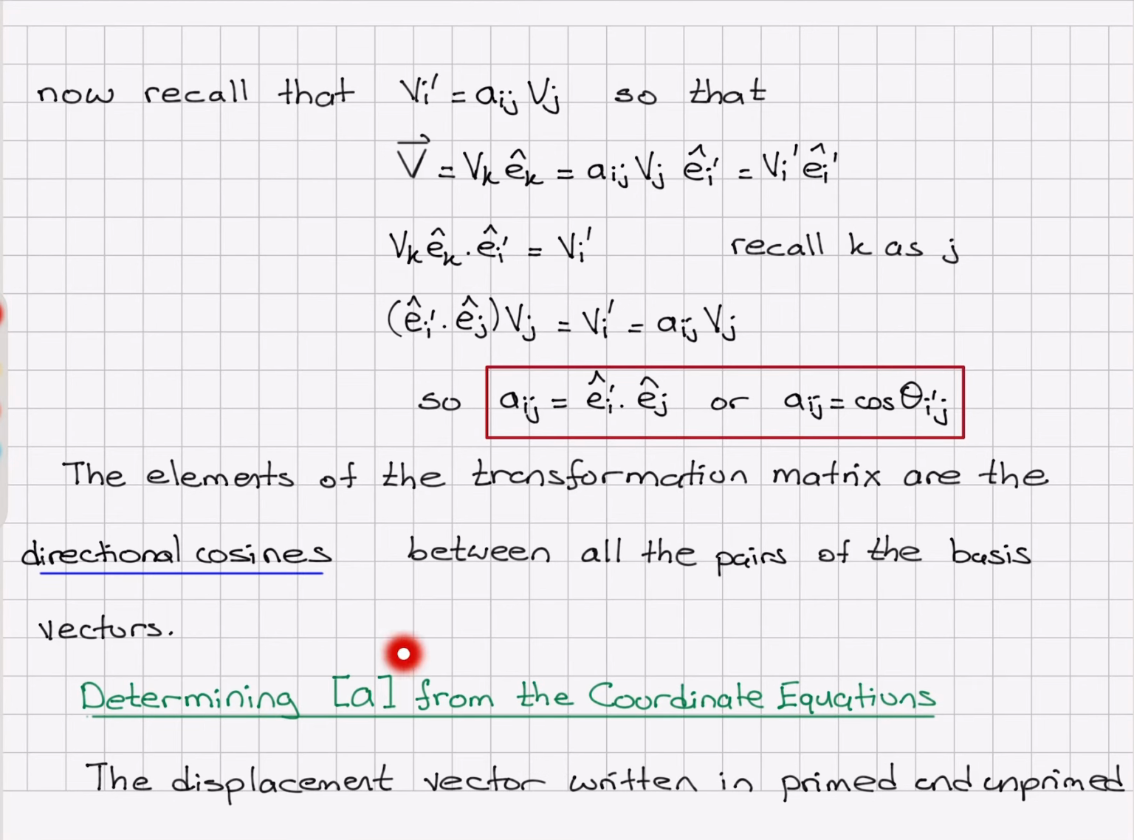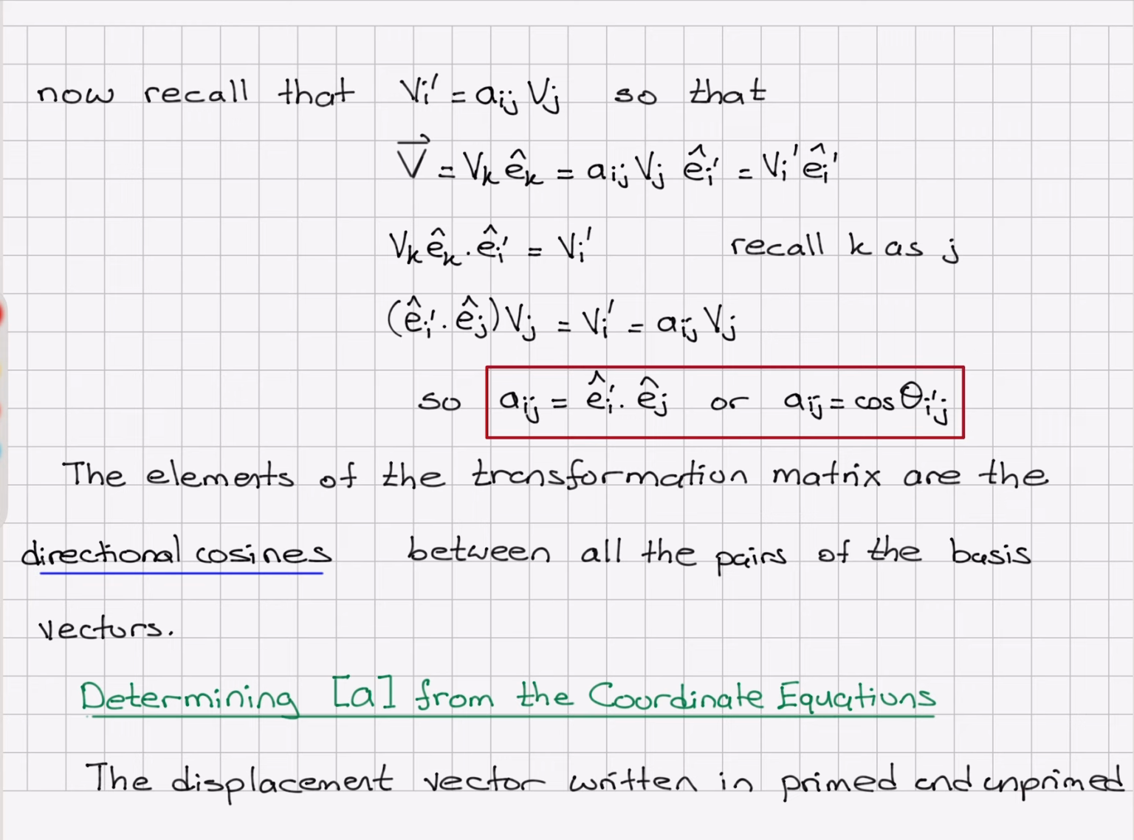Determining the transformation matrix A from the coordinate equations. In our last lecture, we have seen that the elements of the transformation matrix Aij can be found by taking the dot product of ei prime hat with ej hat, where the ej hat are the basis vectors in the Cartesian coordinate system, and the ei prime hat are the ones in the curvilinear coordinate system we want to move to.